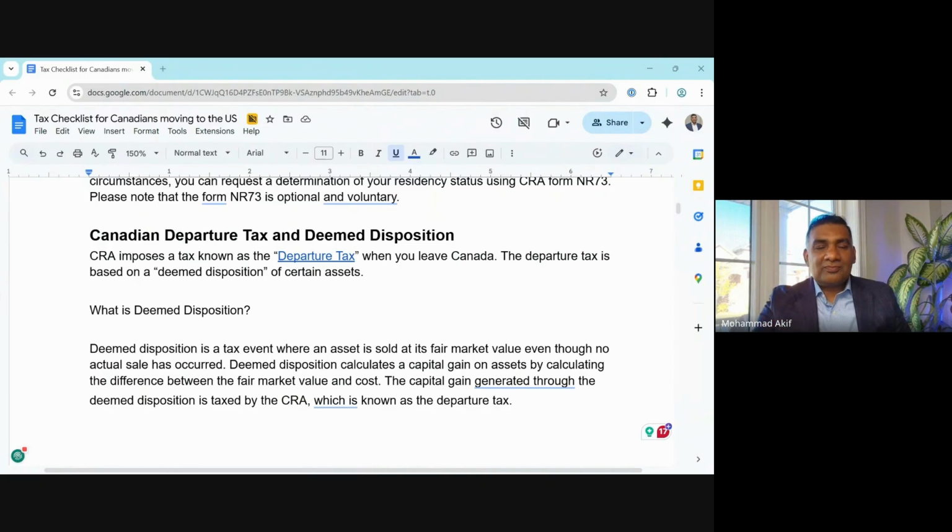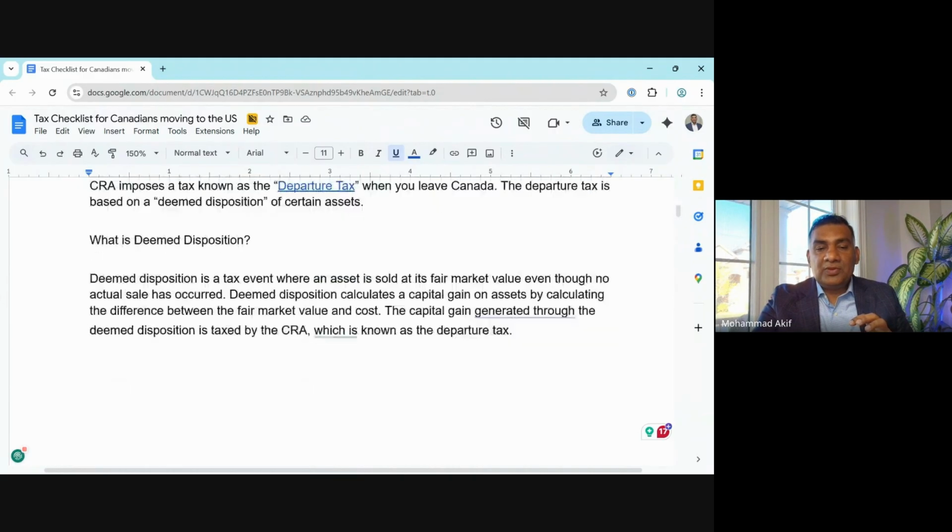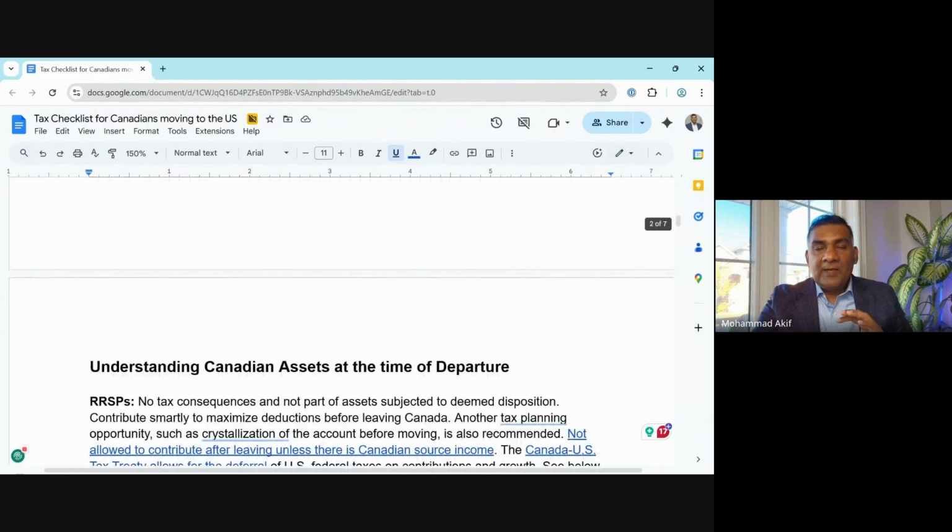So deemed disposition is a paper realization. It's not an actual sale of assets, right? So this is what the deemed disposition is. And then there are certain assets where we have deemed disposition on the Canadian side.